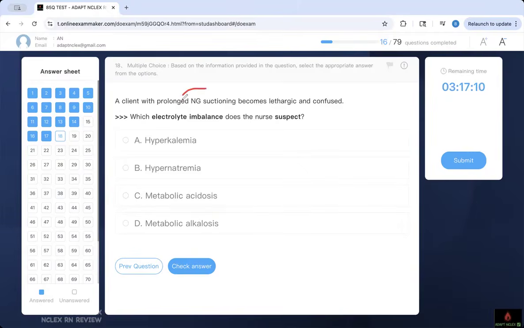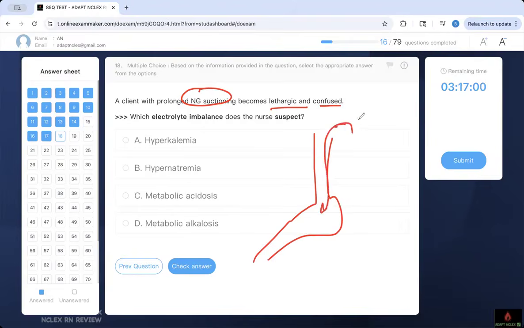Go for the buzzword, NG tube suctioning. All of a sudden, lethargic and confused. Forget about everything else. NG tube, if I put the NG tube in you, I'm sucking all your acid out. What is going to happen? You develop what? Metabolic alkalosis, not acidosis. Therefore, I've eliminated that. Your potassium is going to go low. It's hypokalemia. Your sodium is also going to get low. Hyponatremia. Therefore, you're left with this. This is why the patient is confused.